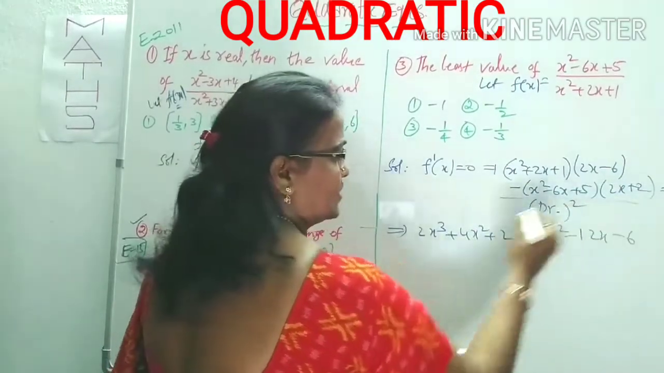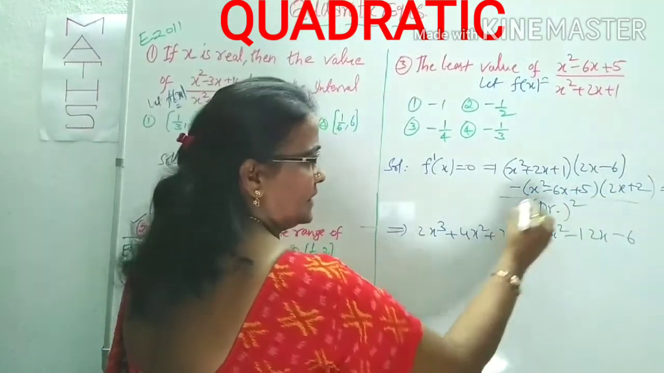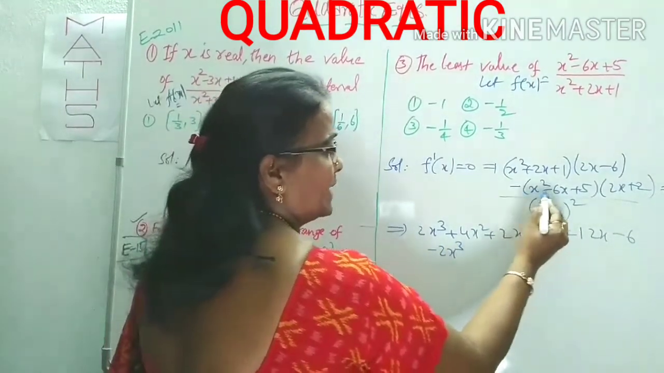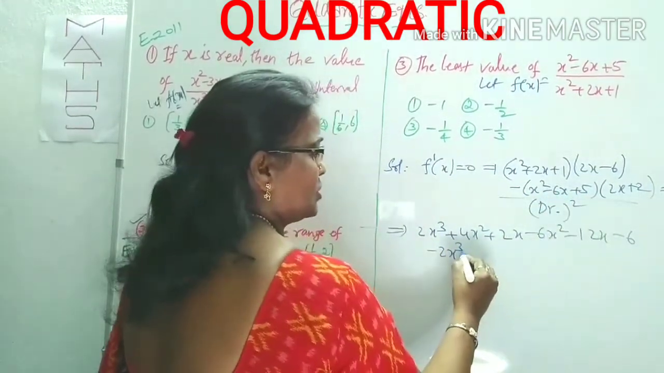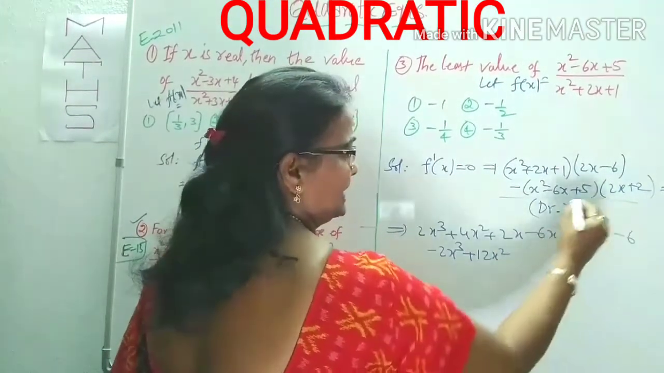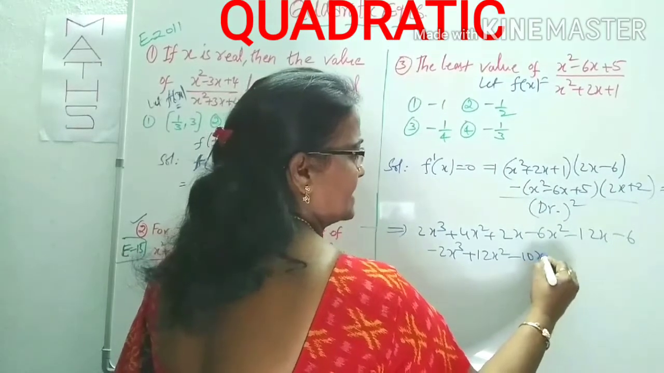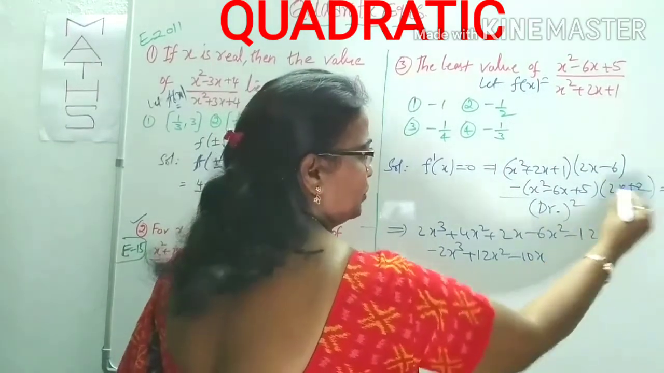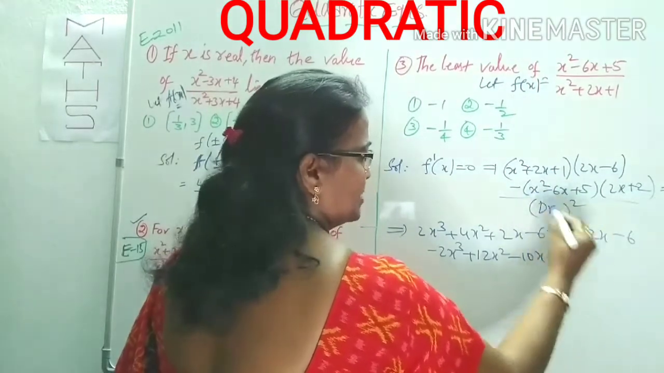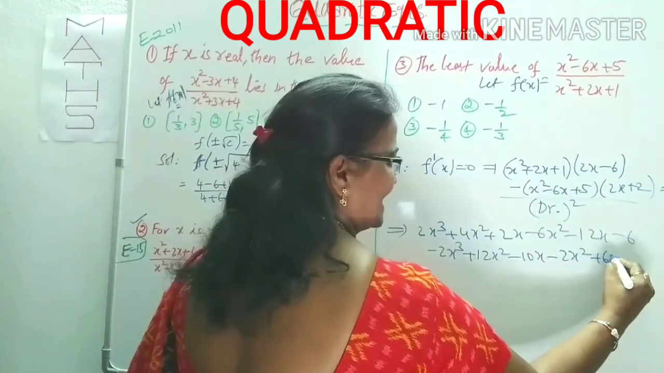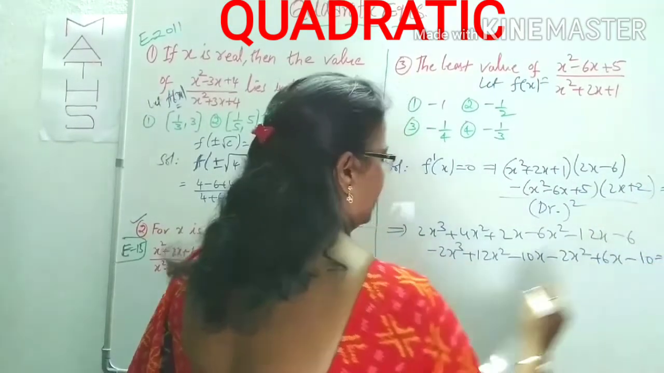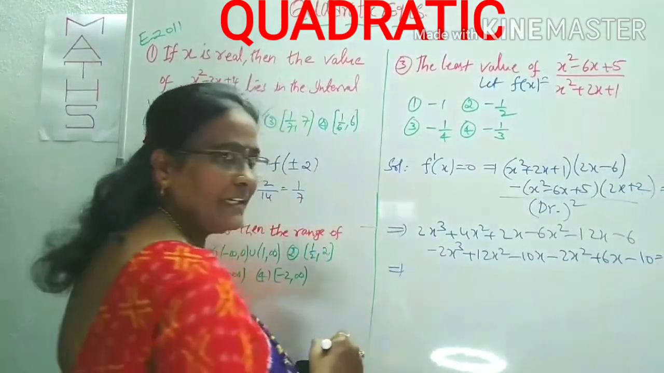With these two expansions: 2x into x square is 2x cube, minus 2x cube; 2x into minus 6 is minus 12x square; 2x into 5 is 10x, minus 10x; plus 2. Now 2 into x square is 2x square, minus 2x square; 2 into minus 6 is minus 12x; 2 into 5 is 10, minus 10, is equal to 0. From this you can find out the x values.